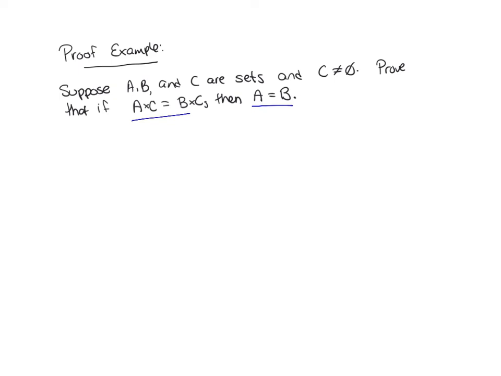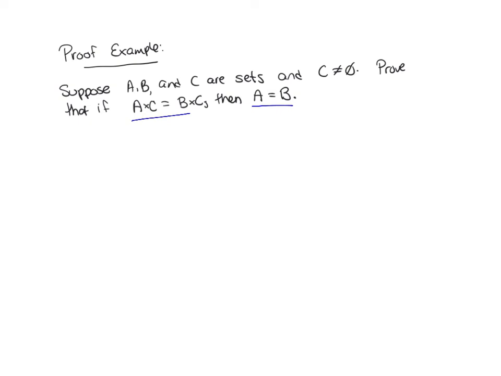So I can't just be like, oh, well, if it's true for all the C's, right? I don't know it's true for all C. I just know there's one C that this works. And I want to say that if for some C, which I have no idea what it is, A cross C equals B cross C, then A has to equal B.